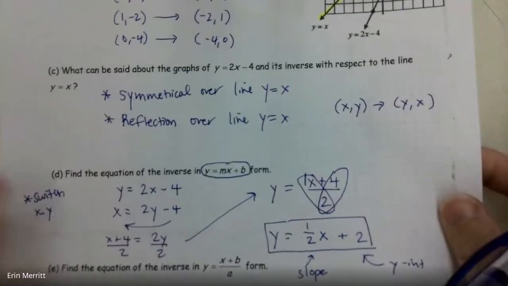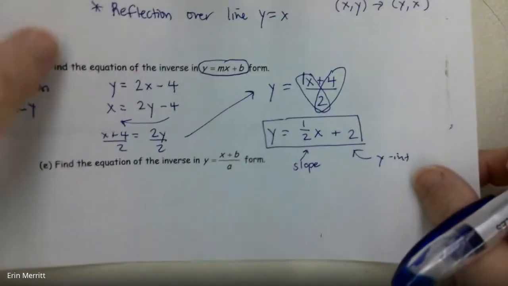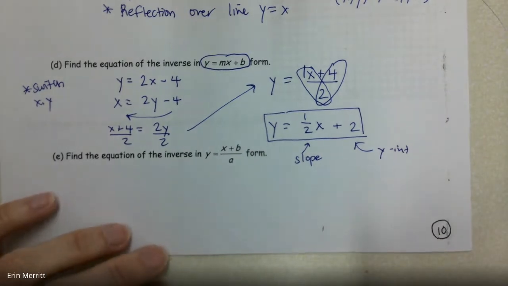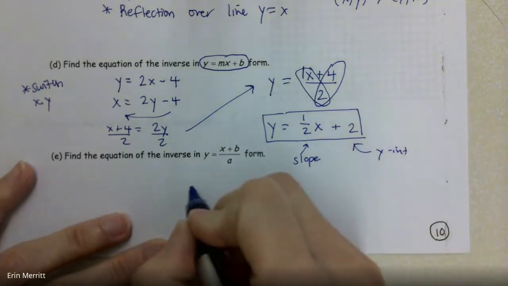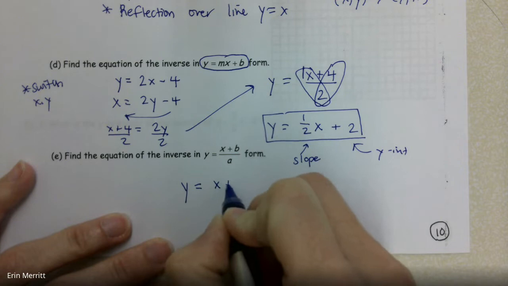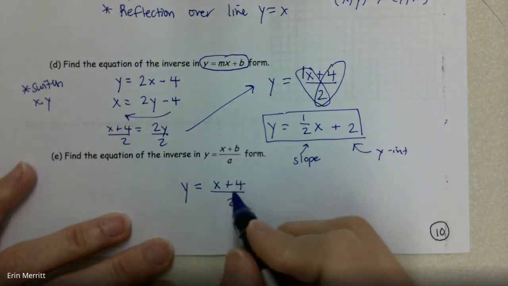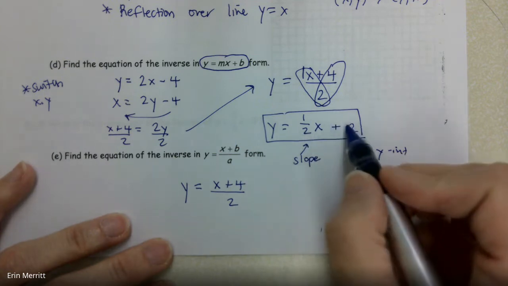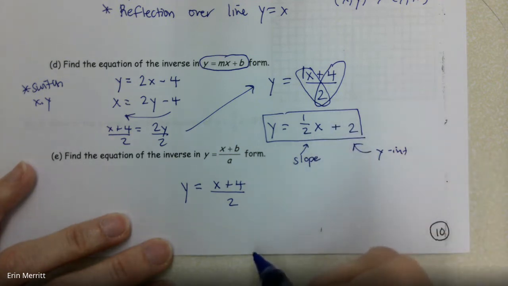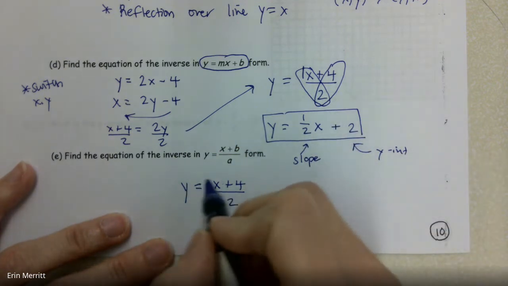When it says find the equation of the inverse in y equals mx plus b form, that would have just been if we had left it back here. So it's not incorrect if we leave it in that format, just it's easier for us to understand how it will look when we get it all the way into that y equals mx plus b form.